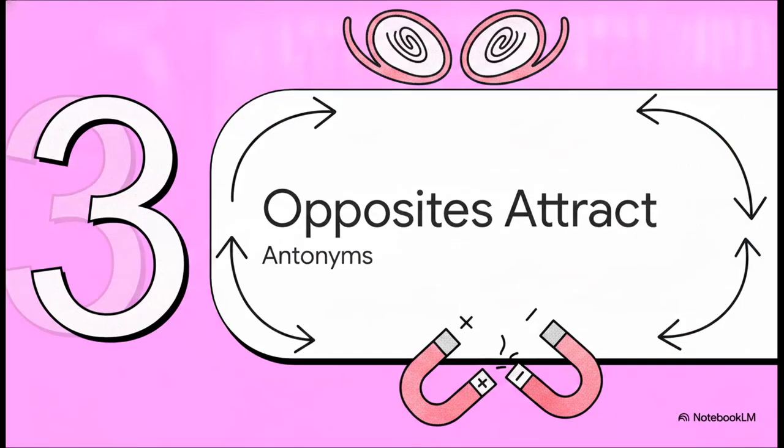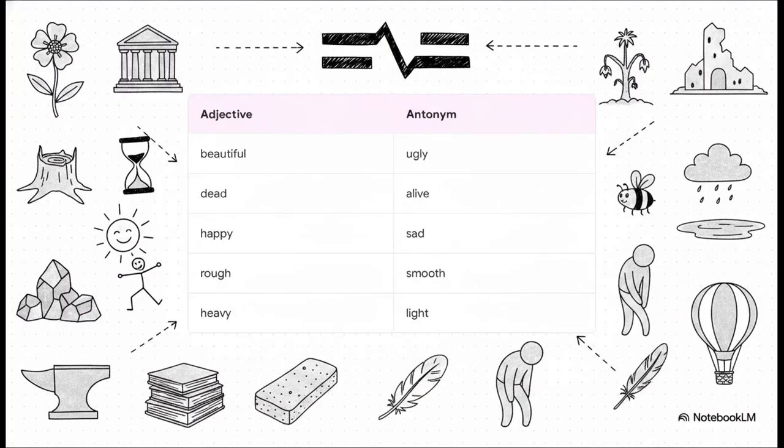Which brings us to section 3, opposites attract, antonyms. A truly fascinating rule of language is that most common adjectives are members of a pair of opposites. We call these antonyms, of course. They inherently exist in a world of duality. Think about it. If something can be beautiful, well, something else can be ugly, dead or alive, happy or sad, rough or smooth, heavy or light. This oppositeness is literally built into the fabric of how we compare and contrast the things around us. It's exactly how we navigate and make sense of extremes.